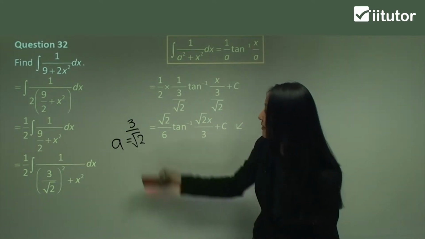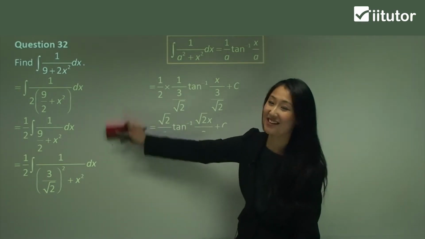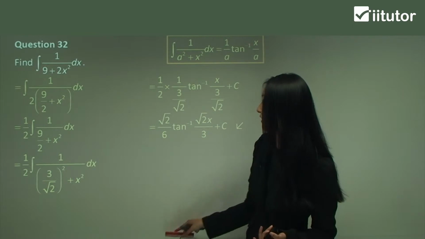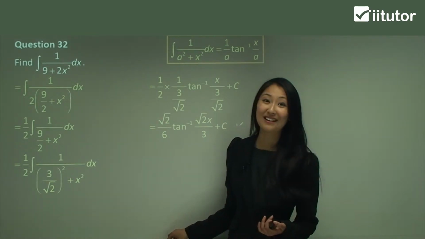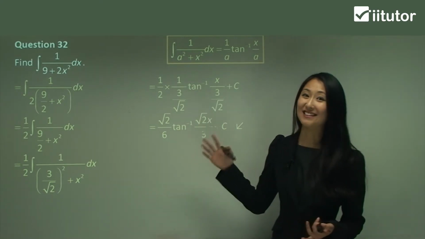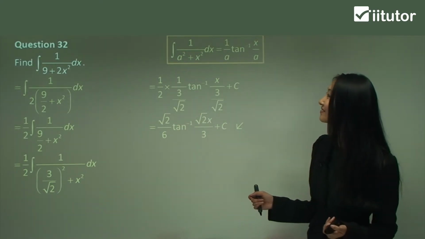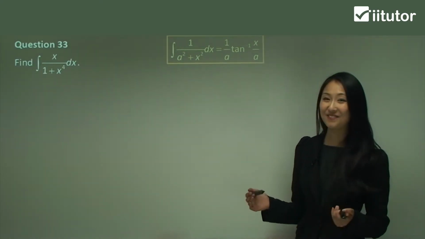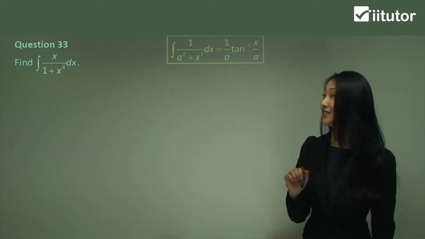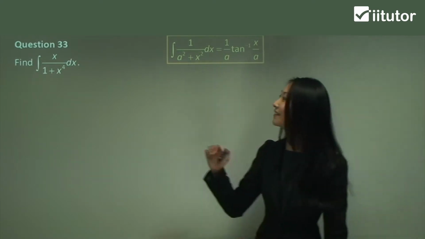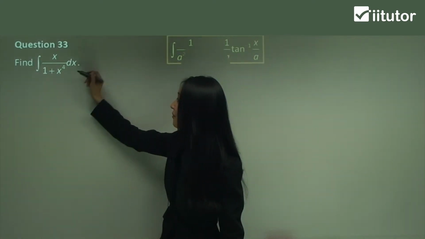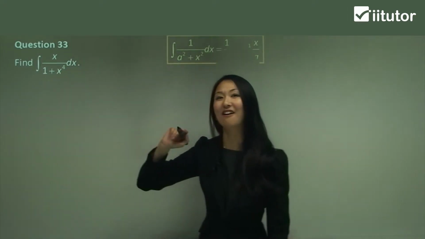So with this one, it's just important to note that even if your number here is not easily divisible by the coefficient in front of the x squared, don't worry. It's okay that we do get some square roots and fractions etc. in our question. All right, so moving on to question 33 here. This is quite an interesting question actually, because have a look here. I want you to find the integration of x on 1 plus x to the power of 4.